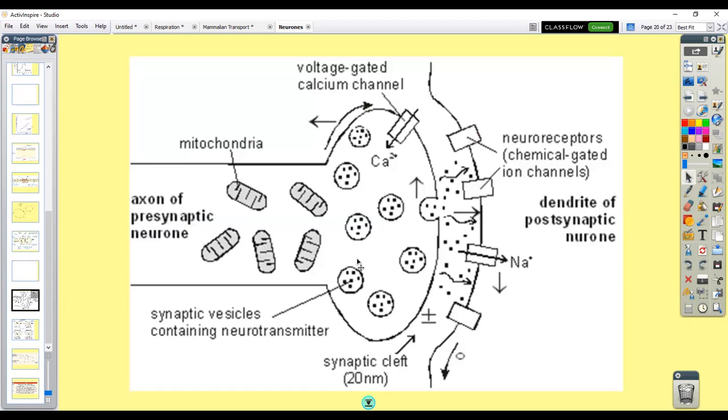So just to look at that in a slightly different diagram, you've got your impulse traveling left to right, calcium ions passing in as these channels open. The neurotransmitter vesicles drop off their neurotransmitter to bind with that membrane. High concentration to low concentration, neurotransmitter passes across the synaptic cleft and binds with receptors. Sodium ions then can move in, causing depolarization in the postsynaptic membrane, and your impulse carries on.